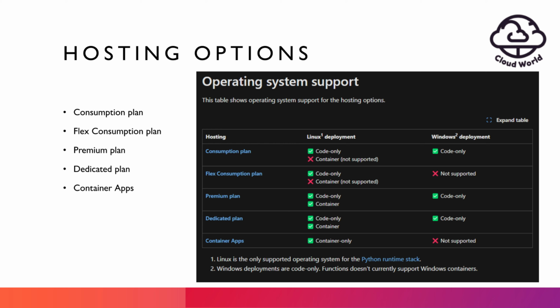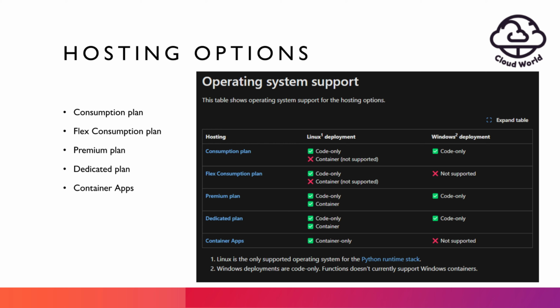For example, in the consumption plan, you pay only for the compute resources when your function is running. So that means when your function is actually running, you will be paying for that infrastructure and that execution time. If your function is not being executed at all, you don't have to pay for anything. So that is a huge advantage of the consumption plan.